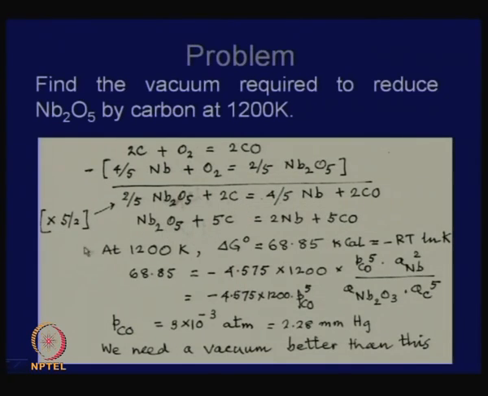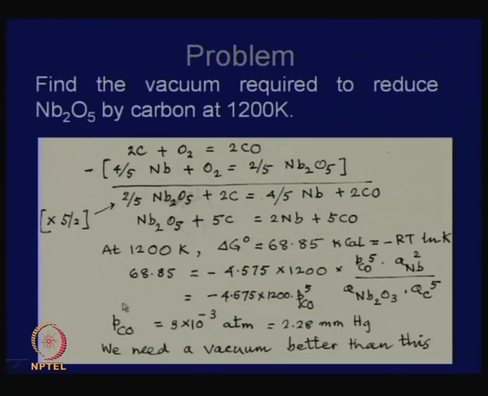At 1200 degrees K, we will get the value of delta G naught as 68.85 kilocalories, which is minus RT ln K. K is the equilibrium constant. The equilibrium constant we can obtain by putting the right values, 68.85, the RT value, and taking 2.303 log K, it comes to 4.575 times 1200. K is represented by this expression.